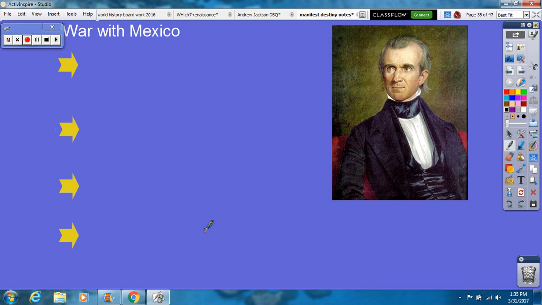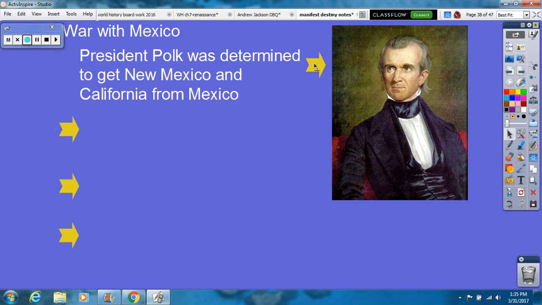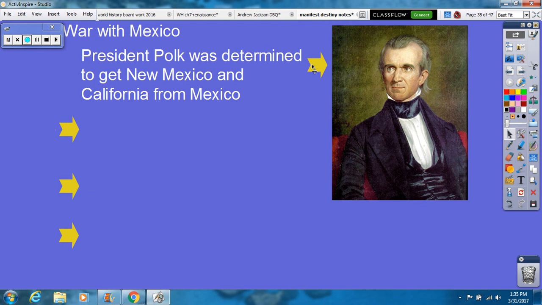So, the Mexican War. When James K. Polk becomes president of the United States, he will basically run for president saying that he promises war to expand America to the Pacific. And Polk was determined that he wanted to get New Mexico and California from Mexico. He had dreams of manifest destiny and dreams of America spreading from the Atlantic to the Pacific. He sent dignitaries down to Mexico to try to buy the Mexican territory, but it didn't succeed.